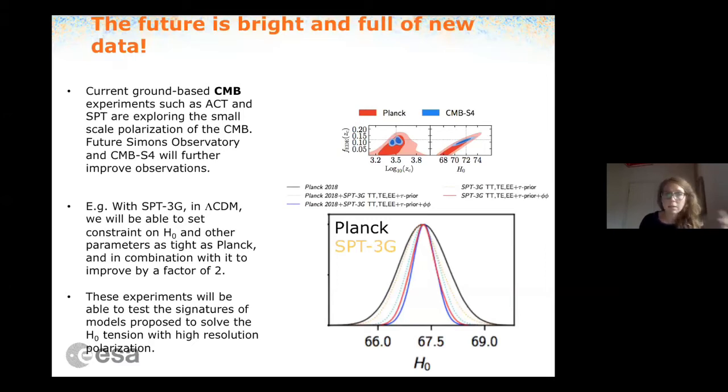but there are similar considerations for Advanced ACT or Simons Observatory, will actually be able to improve, for example in lambda CDM, our knowledge of H0 by a factor of 2 when combined with Planck, and as I said, also improve the knowledge on all the extended models that I talked about. And with this, I really thank you for your attention.